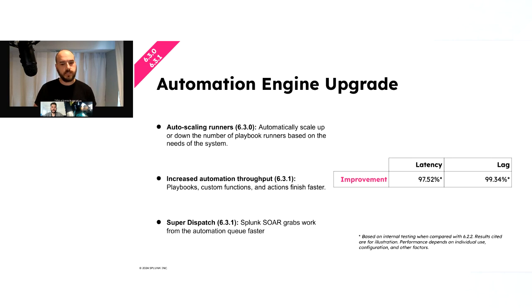Of course, your testing on-prem in your own environments might yield different results based on your use cases, but we're really proud of some of the automation engine upgrades we were able to do in 6.3.0 and 6.3.1.